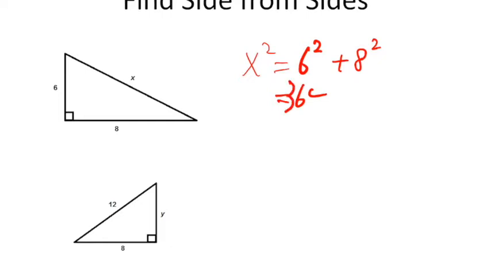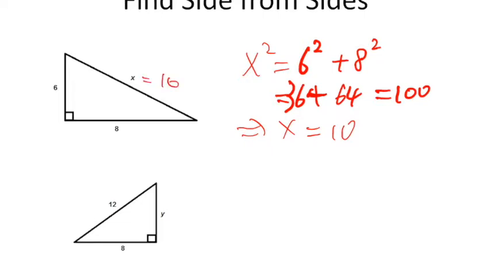This is 36 plus 64, which gives us 100. So x should be 10. So you have 6, 8, and 10.